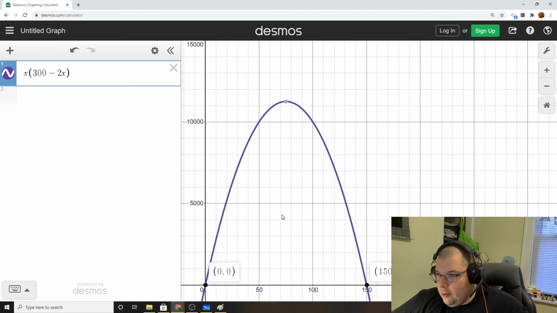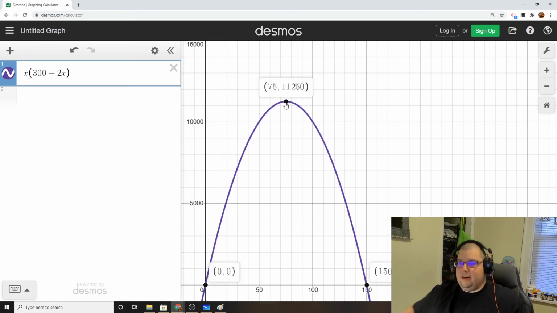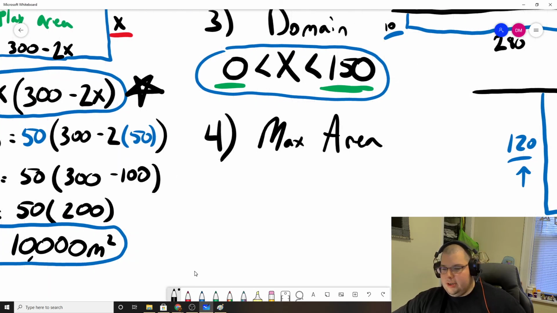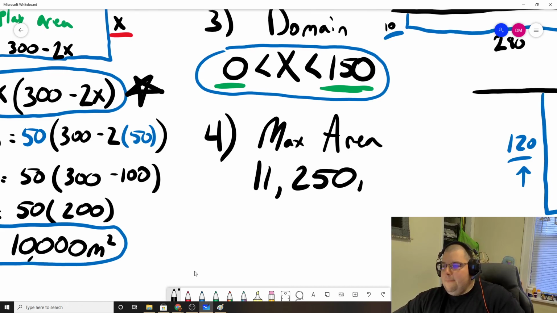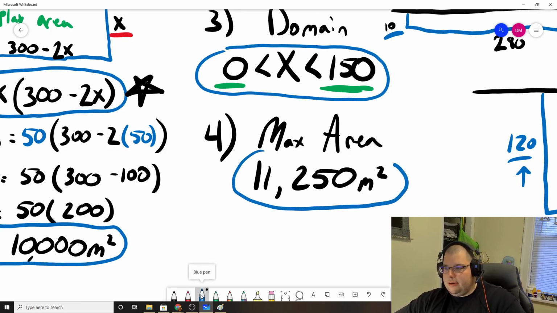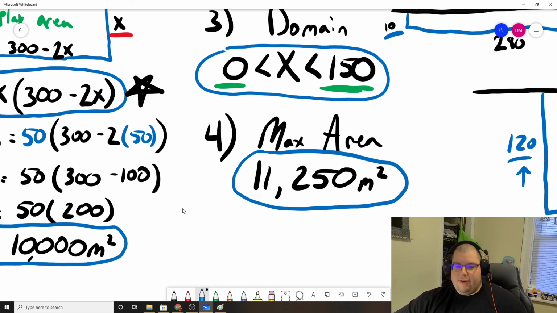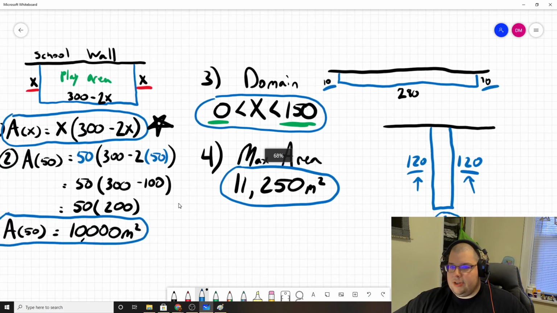And now the point we're looking for in this case, we want the maximum area, is right up here. That highest point tells us the maximum area we can have, and it tells us the x value we need to make that happen. 11,250 is our maximum area. So 11,250 meters squared is our maximum area. There you have it. The playground area problem kind of summed up.